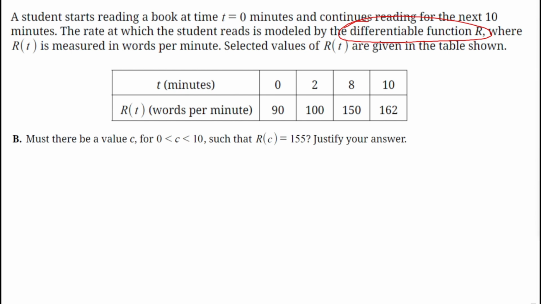And so we might look in our chart and say, oh yeah, R must have equaled 155 because it went from 150 to 162. And the intermediate value theorem is what would tell us that. If our function was continuous on this interval, then yeah, between 8 and 10, we must have hit 155 because we must have gone from 150 to 162.